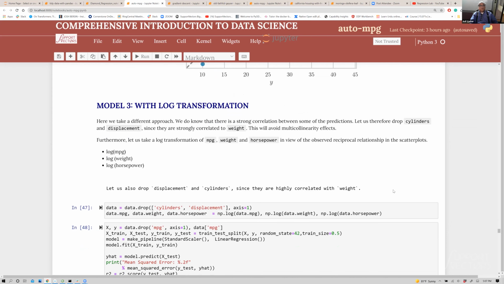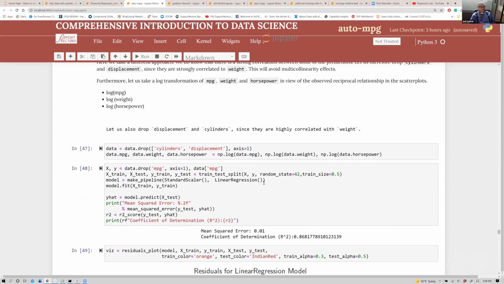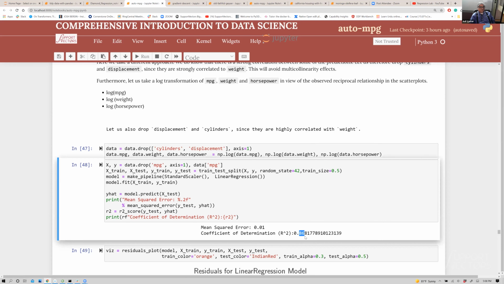Model 3. What did I tell you? Log transform, hand-built model, right? Let us take the log of weight, MPG, and horsepower, these 3. Also, we realize that it has a strong correlation with other things, displacement and cylinder. Let us drop those variables, because that would cause multicollinearity effects. When we do that, what happens? Look at this R squared. Close to 87%, isn't it?